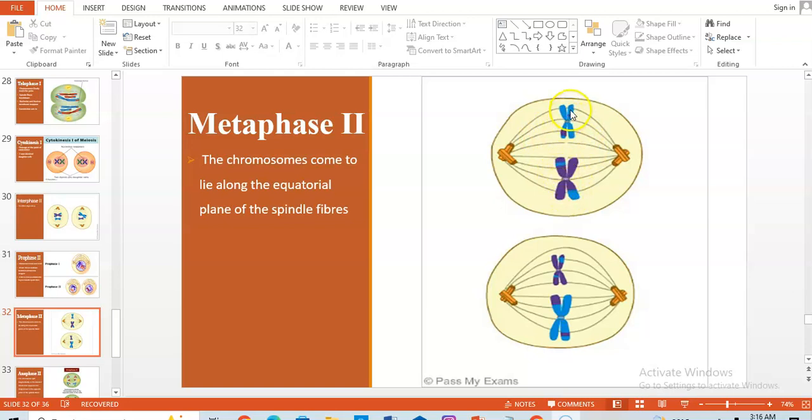So what happens is this: the bivalent chromatids, you can see it now, in this one cell and this other, they come to line along the equatorial plane of the spindle fiber. Just remember one thing, that this second meiotic division is very similar to mitosis. So the second meiotic division is similar to mitosis. So if you notice, that's what's happening. So you will see the bivalent chromatids coming to line along the equatorial plane at metaphase 2.